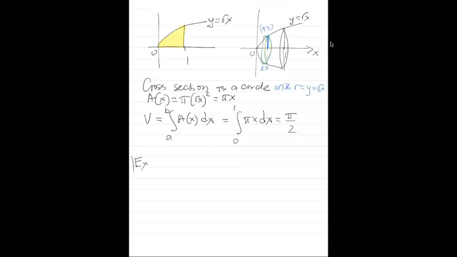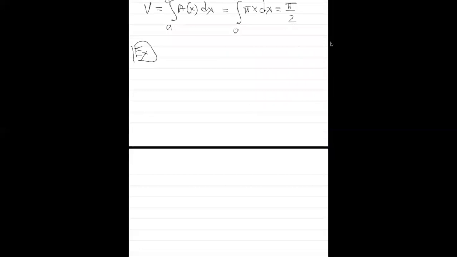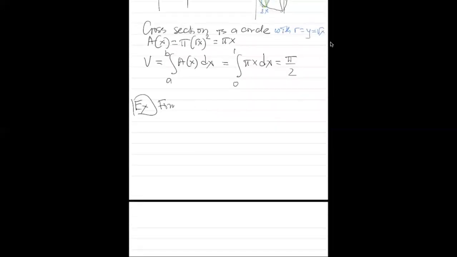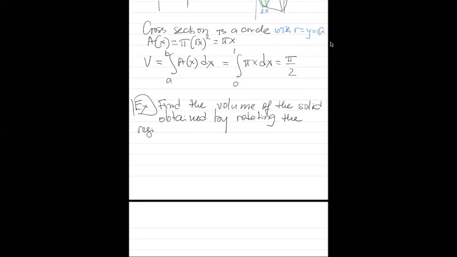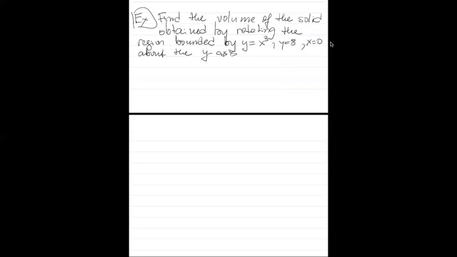Another example. Find the volume of the solid obtained by rotating the region bounded by y equals x to the third, y equals 8, and x equals 0 about the y-axis. That's a little different because we're rotating about the y-axis this time. Let's show the region first.